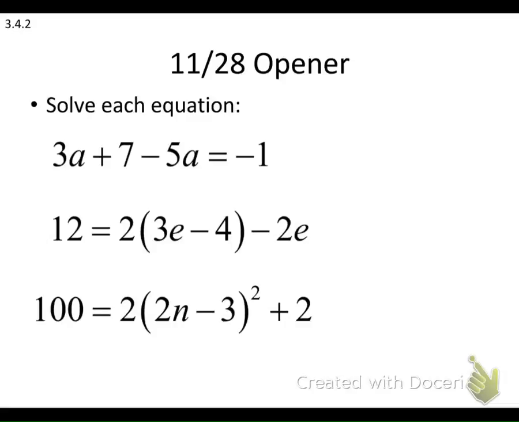All right, so today is December 5th. We are going to finish up solving equations with variables on multiple sides, part 1, examples 5 and 6 today. But first, let's take a look at this opener.